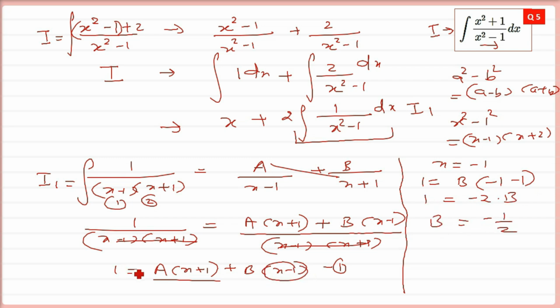When we place x equals 1, this b term, that is 1 minus 1, will be 0. So the b term will become 0. From here you will get a, so 1 will be equal to a times, putting x as 1 here, 1 plus 1. So a will be equal to half. A and b we got. So in place of a, we are going to replace it by half, and b will be replaced by negative half.